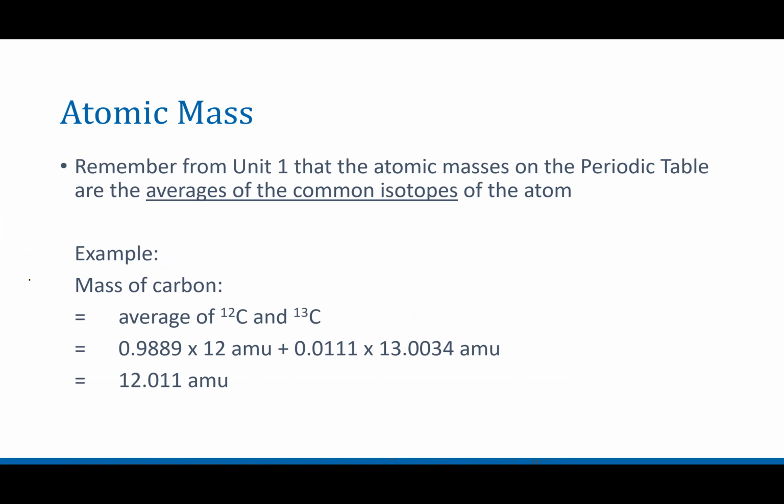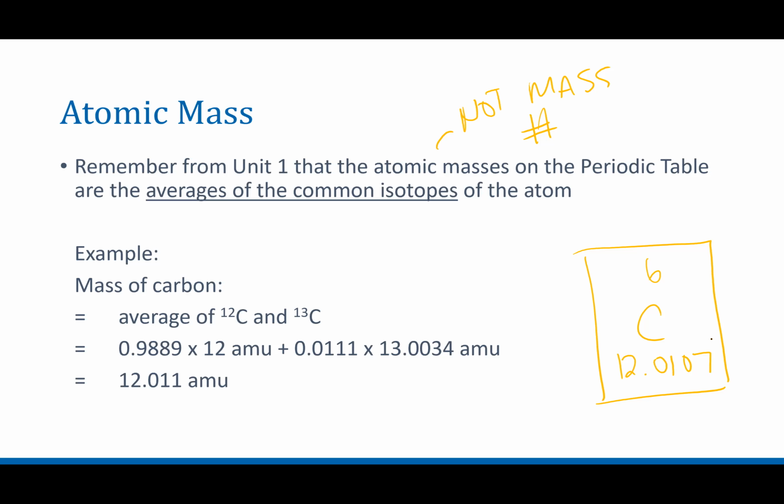So remember from unit 1 that the atomic masses on the periodic table, just give me 4 minutes. If you remember back from unit 1, the atomic masses are listed on the periodic table, not the mass number, okay? So for example, carbon, which I have listed below there, it would look on your periodic table like this. All right, this is called the atomic mass. It's the average of the isotopes of that atom.